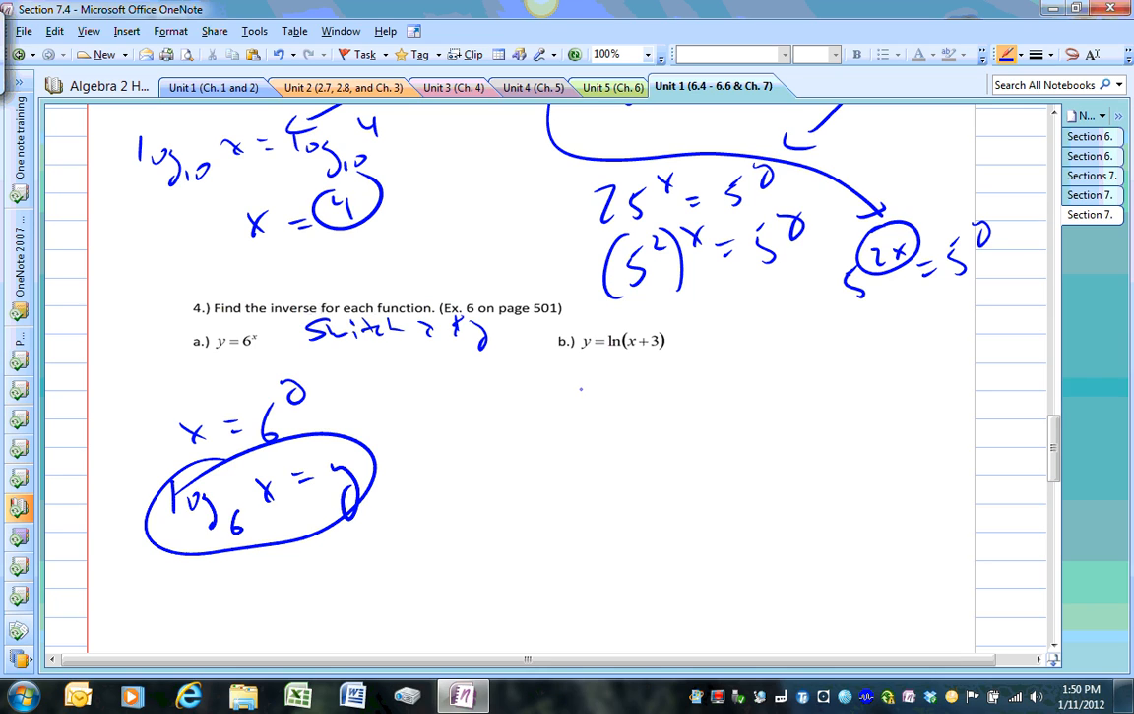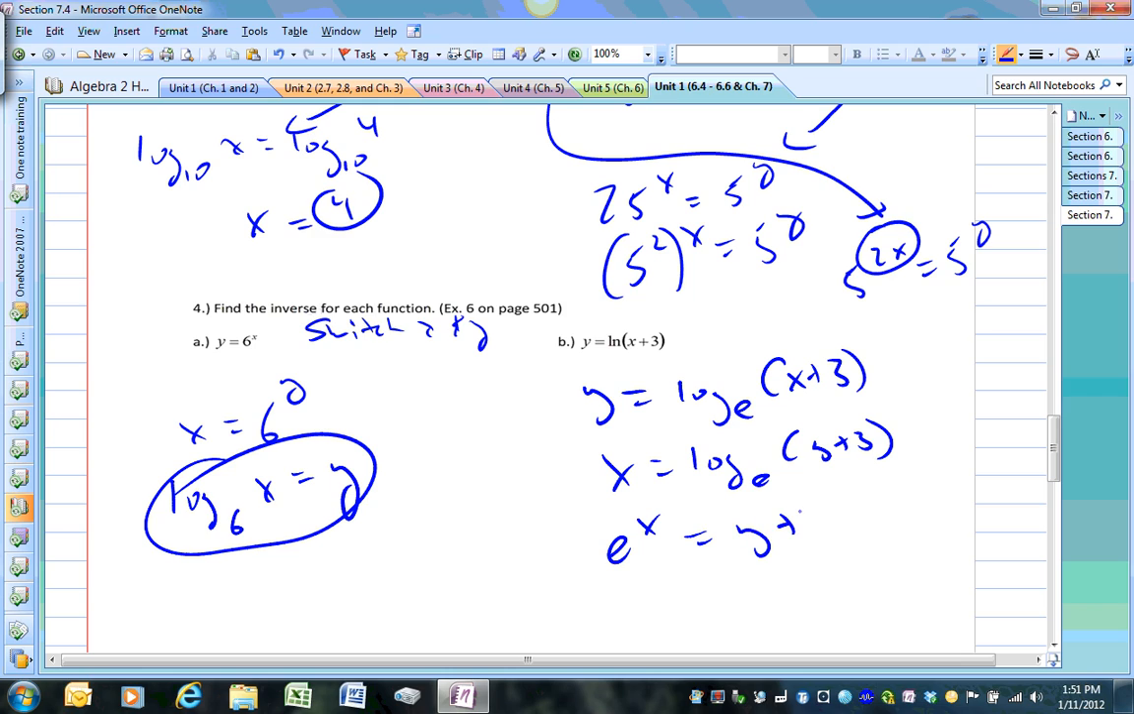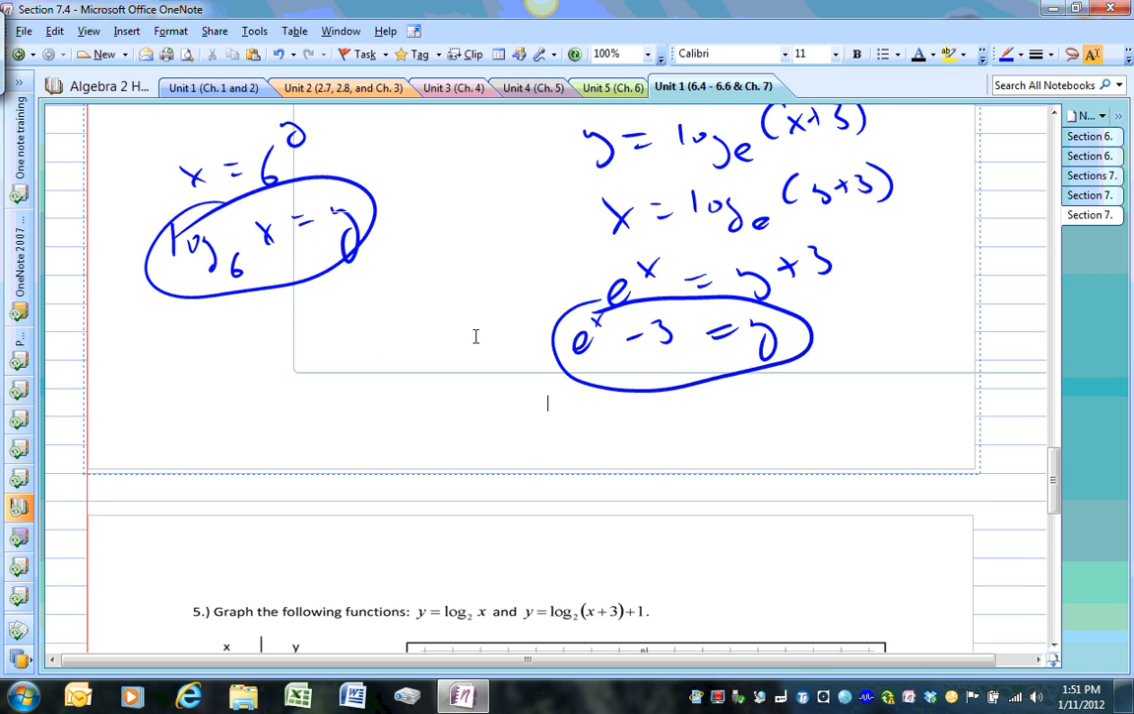Here, now we have a logarithmic function, so it's log base e. Remember, ln is log base e. Switch x and y. Now we want to get y by itself. So we shift to exponential form: e to the x equals y plus 3. So y equals e to the x minus 3. Notice how we're going from logarithmic to exponential form, and instead of adding 3, it's now subtracting 3. So you can see how things are switched.